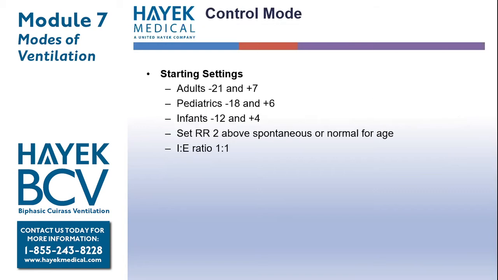Starting settings for control mode: adults -21 inspiratory plus 7 expiratory. Pediatrics -18 and +6. Infants -12 and +4. Setting starting respiratory rate about 2 above normal for age. IE ratio start at 1:1.